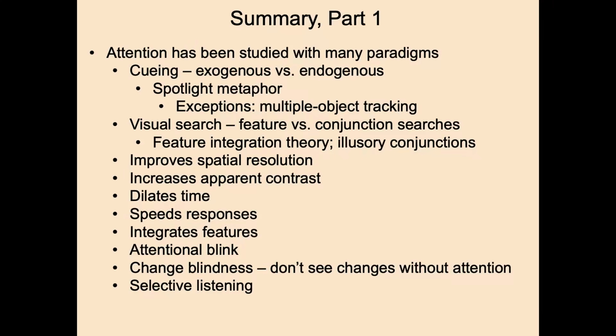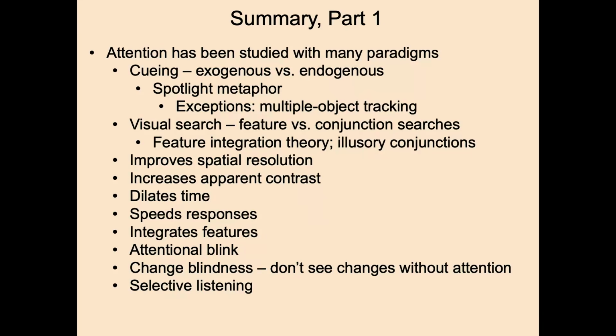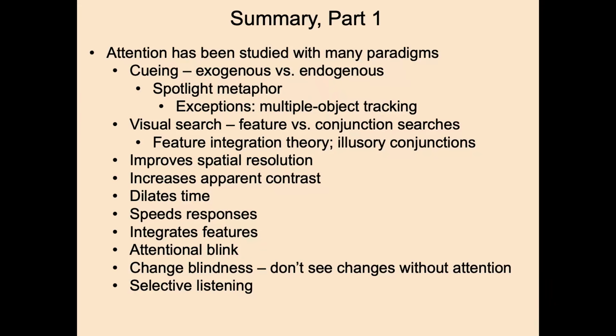We talked about the paradigm of visual search, where there's an array of elements and you have to find the one that's kind of different from the others. Talked about differences between feature and conjunction searches, where feature searches tend to be fast and the reaction time tends not to scale with the number of items in the display, whereas conjunction searches tend to be slow and the reaction time increases as the number of elements in the display increases. Talked about the idea of feature integration theory, which was traditionally used to explain the differences between feature and conjunction searches, and illusory conjunctions as evidence that you need attention to bind features.